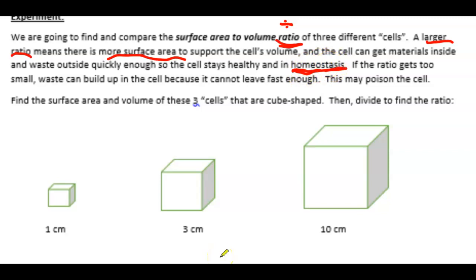Now, if that ratio gets too small, waste can build up in the cell because it cannot leave fast enough. And if waste builds up, think about like your body. If you don't go to the bathroom often enough and that waste builds up, how do you feel? All right. So if you don't go to the bathroom for 3 days, you might be feeling pretty yucky.